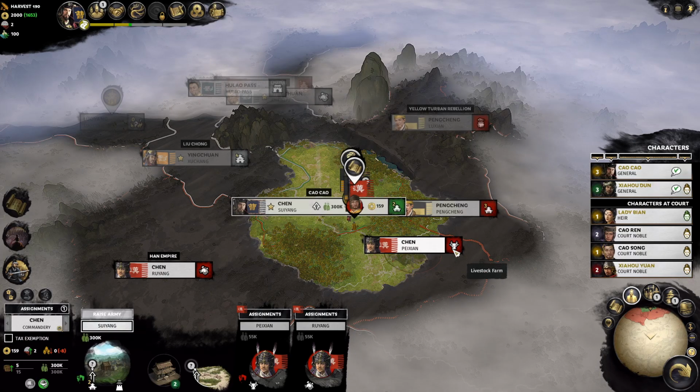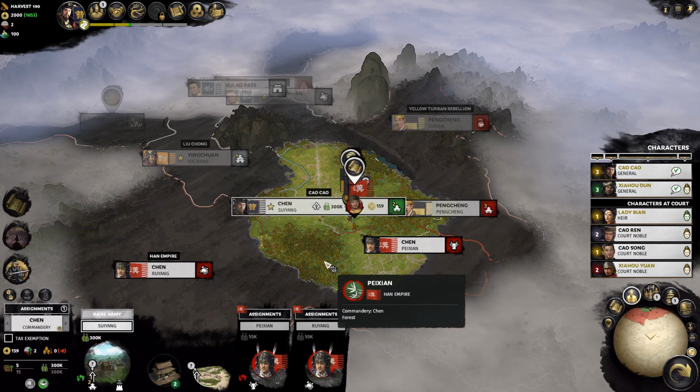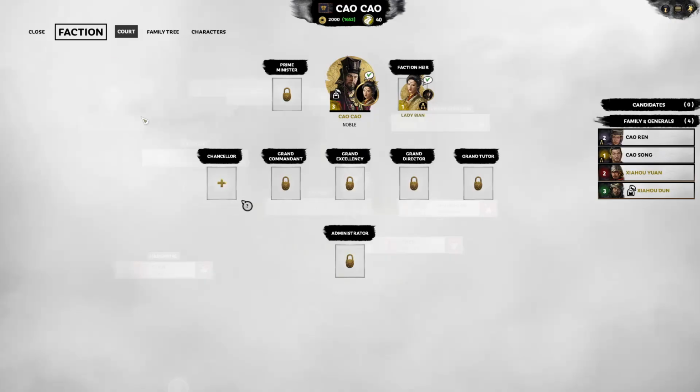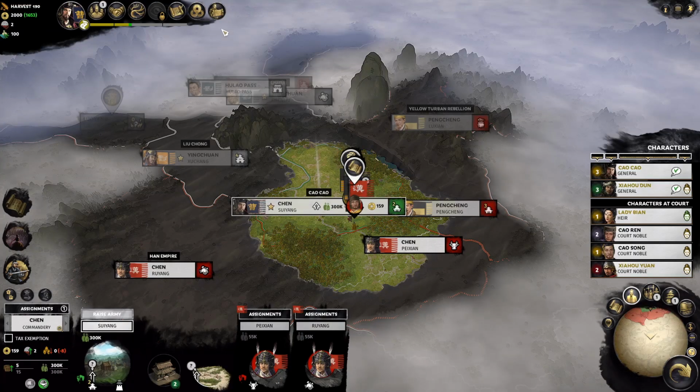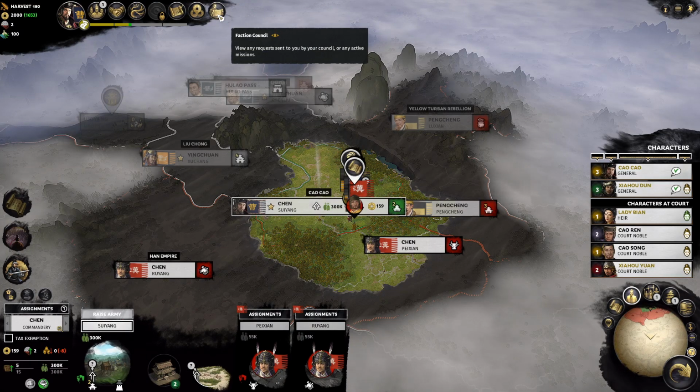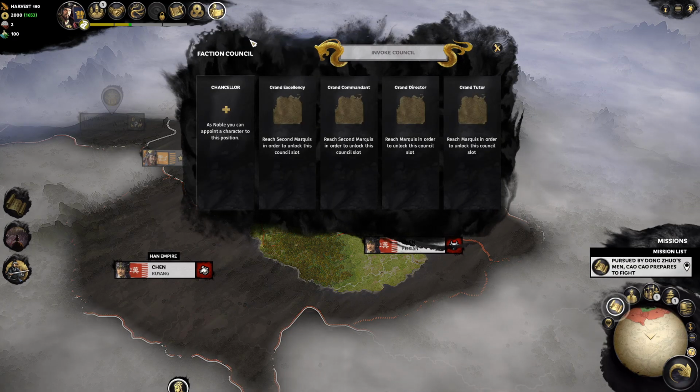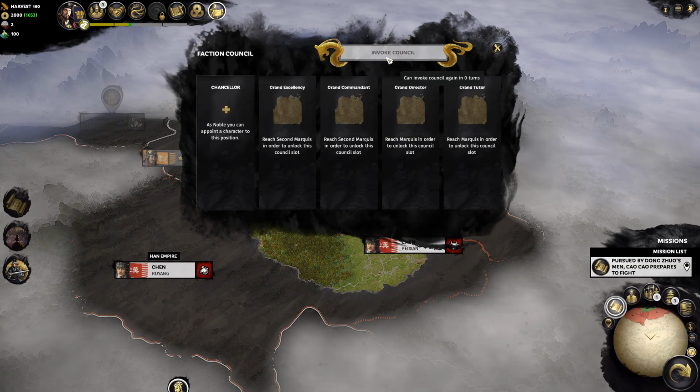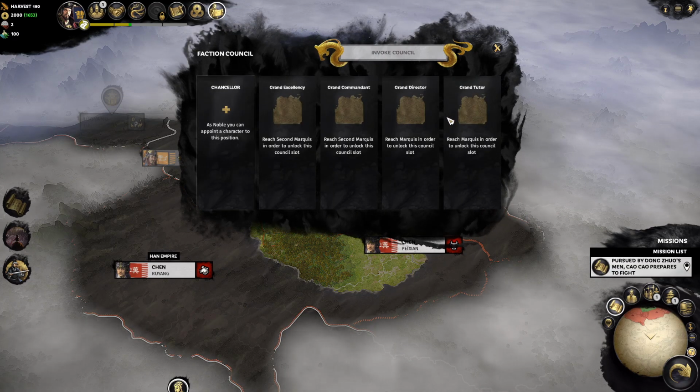So we talked about heir, we talked about all your core positions. There's one extra factor we need to talk about, and that is your council right here. Your council, beyond the bonus they provide you here, can also do something else for you. Once you have a council position, they have something called the Faction Council tab on the top. It's the very last one, and when you click on it, you can have something called Invoke Council.